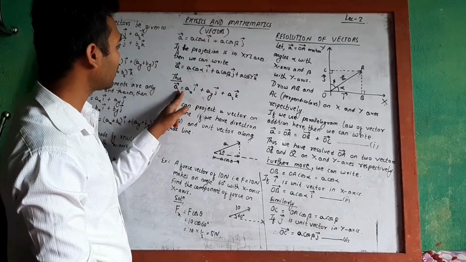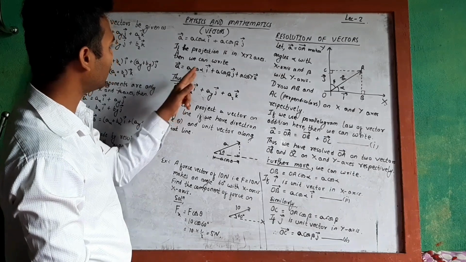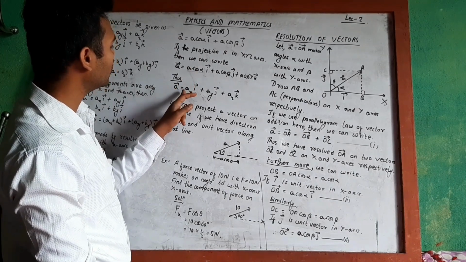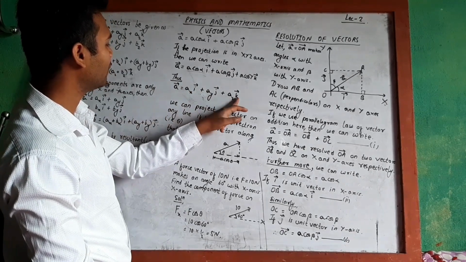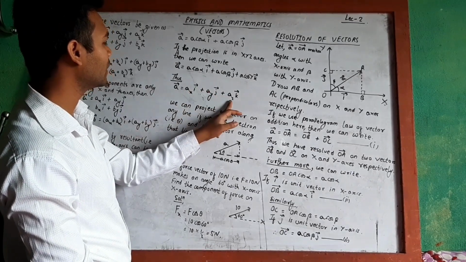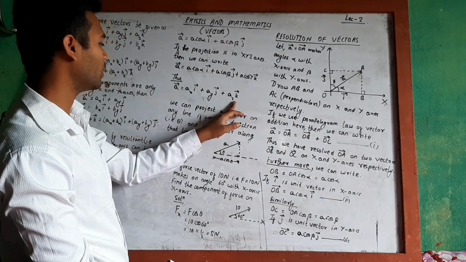Therefore, any vector in three dimensions, or in the x, y, z axes, we can write as a vector is equal to ax i vector plus ay j vector plus az k vector. Here ax is the x component, ay is the y component, and az is the z component.